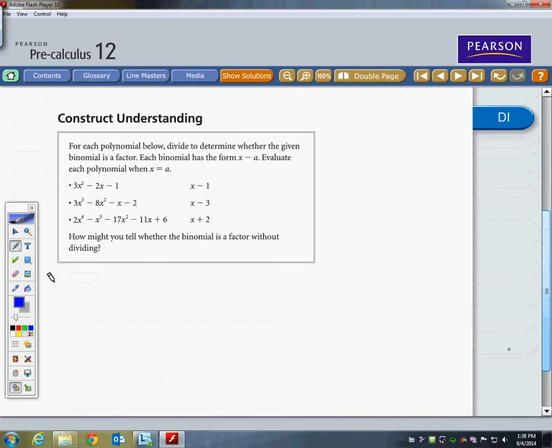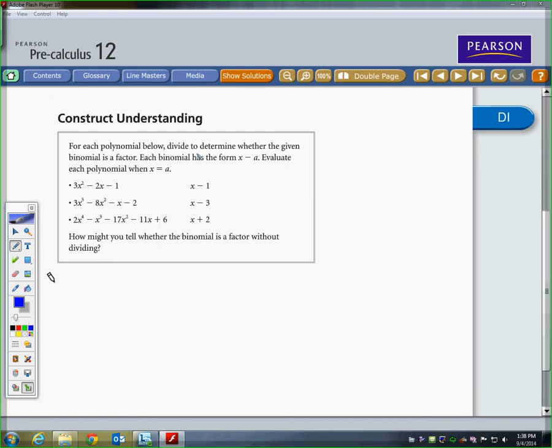I'm just going to scroll down here. Looking at our construct understanding section, it says for each polynomial below, divide to determine whether the given binomial is a factor. Each binomial has the form x minus a. Evaluate each polynomial when x equals a. So there's really two things: the first is whether it is a factor or not, and the second is to evaluate each polynomial when x is equal to a. So let's do the first one.